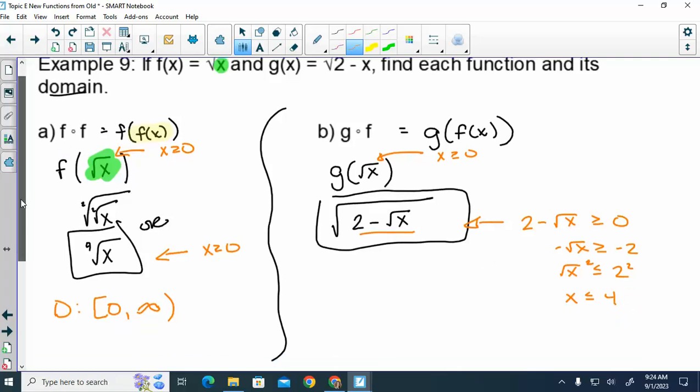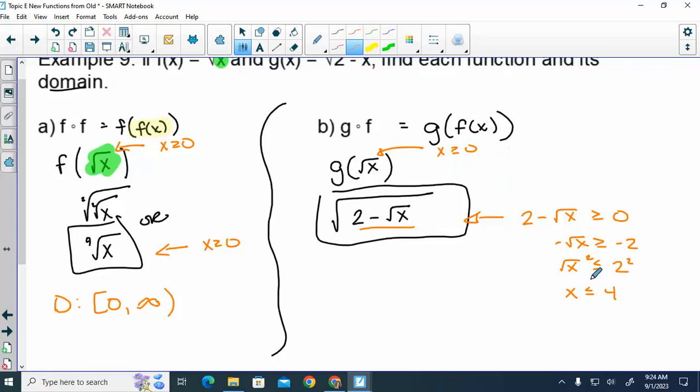So I have to put these together. It has to be greater than or equal to 0, less than or equal to 4. So what answers can I put in? Greater than or equal to 0 would be this. Less than or equal to 4 would be this. So the only thing that works for both of them are the numbers in between 0 and 4.